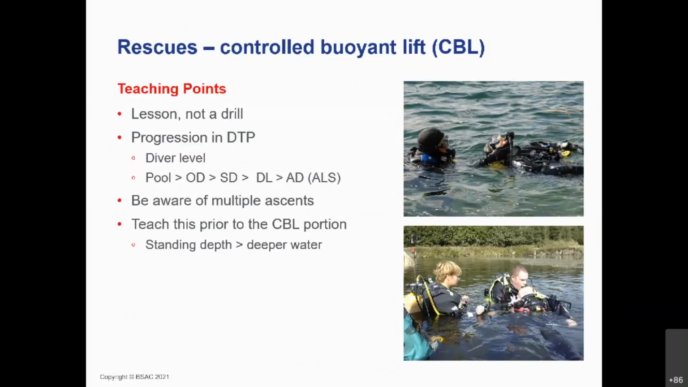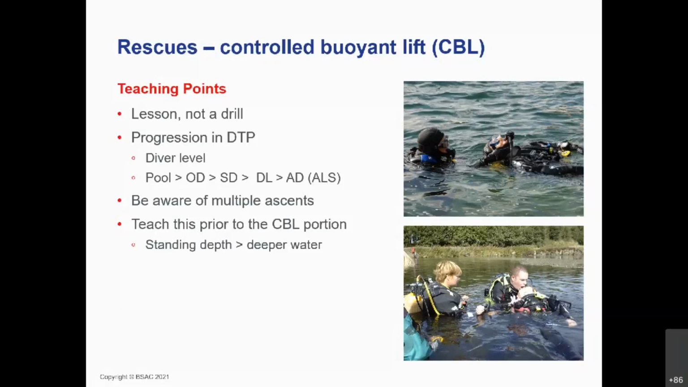We looked at the DTP again. Think about the progression by diver level. We introduced a controlled buoyant lift in the pool, and we did it at Ocean Diver. But at Sports Diver, we introduce the rescue breaths. So again, we go back to the pool, and we introduce it in a controlled environment, and then we move into open water to do the controlled buoyant lift from, I think it's still 6 meters at Sports Diver, to the surface, and then we're doing the rescue breaths. So that's introducing that new skill and the tow. Basic life support is also included in Sports Diver now, along with oxygen awareness and AED awareness.